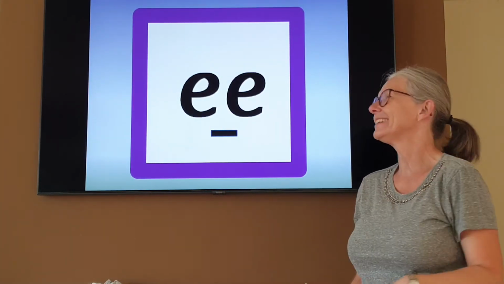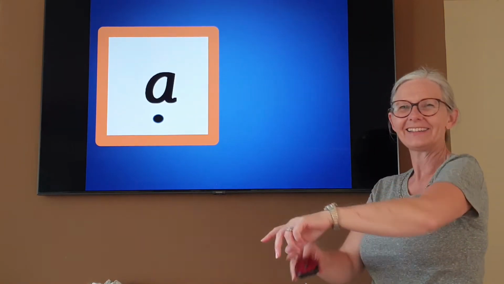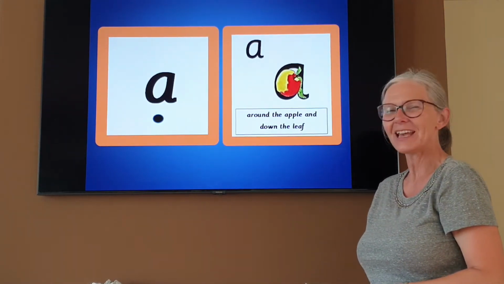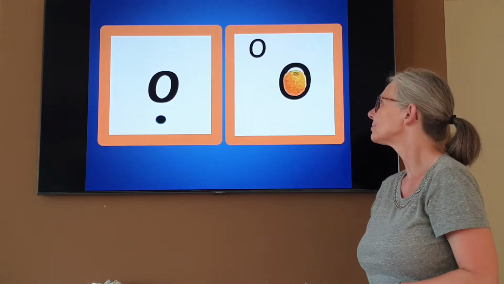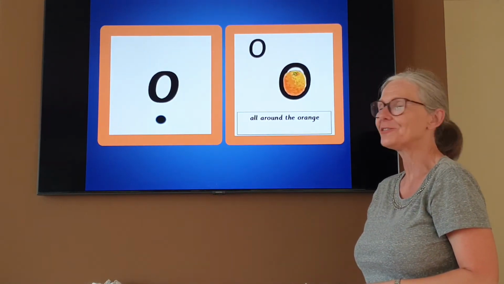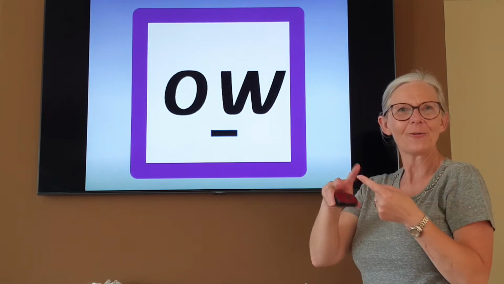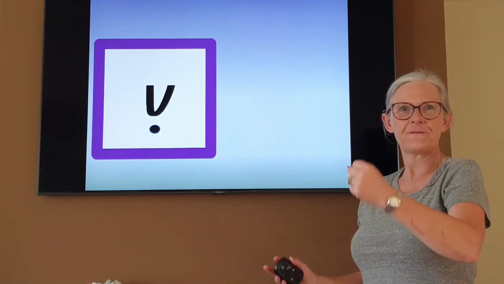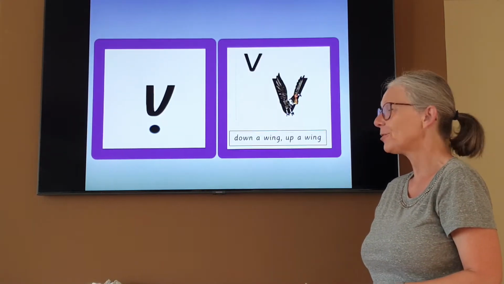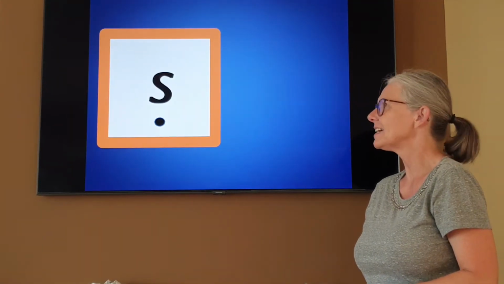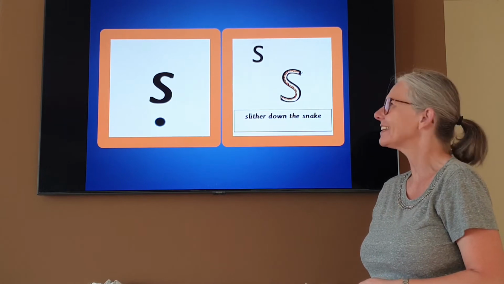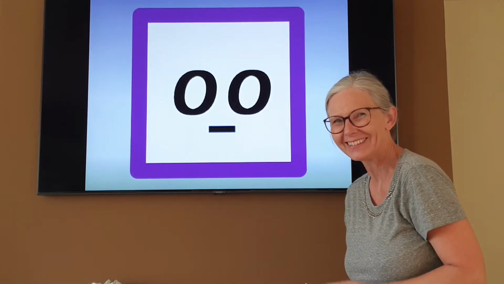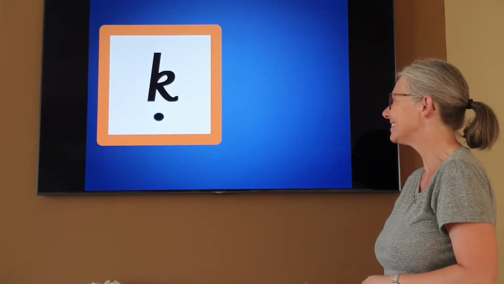E. A. Around the apple and down the leaf. O. All around the orange. Ow. Mm. Down a wing, up a wing. Slither down the snake. Or it can be oo. Did you get it? Brilliant.